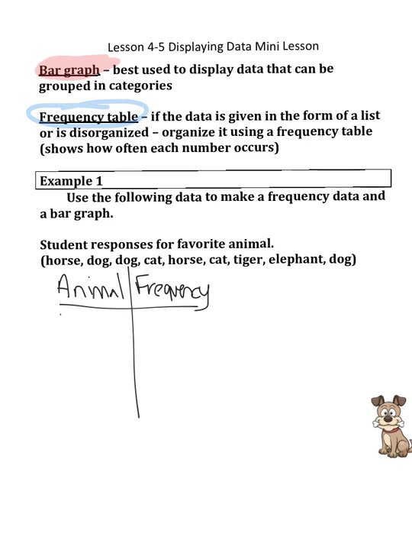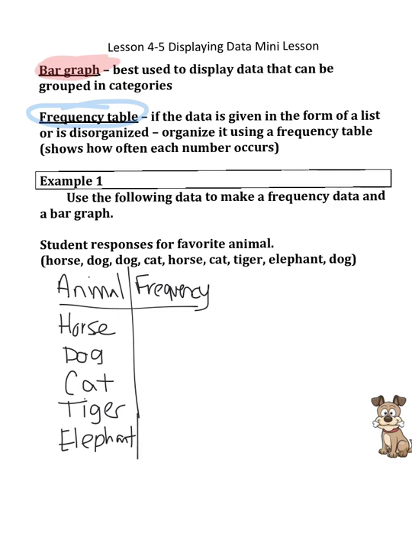So we have a couple different responses here. We have horse, dog, cat, tiger, and elephant. Okay, so for frequency, we'll just simply count. So for horse, we have 1, 2, dog 1, 2, 3, cat 1, 2, tiger 1, elephant 1. And so then from there, we can easily make a bar graph.